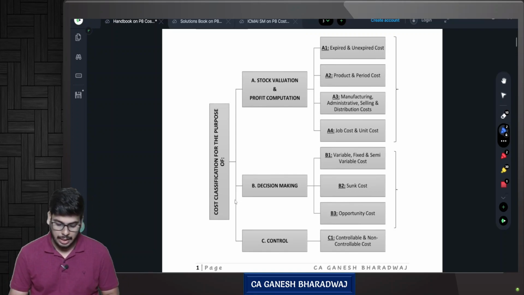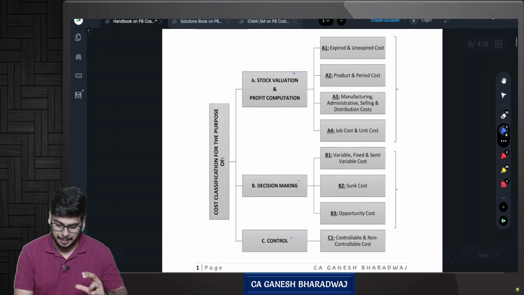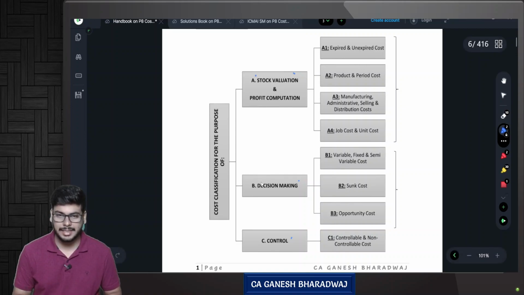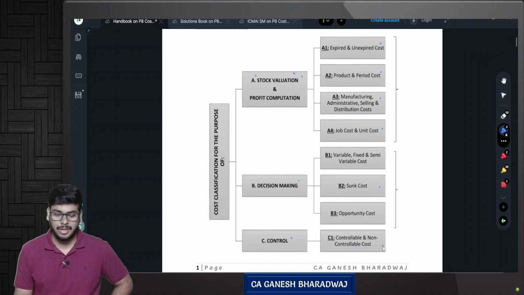Clear? Yes. Now, cost classification for the purpose of stock valuation, profit computation, decision making, and control. Cost classification can be done for three objectives: A, B and C. Under A, cost can be classified into expired cost and unexpired cost. A2 is product cost and period cost. A3 is manufacturing, administrative, selling and distribution cost, job cost and unit cost. Under decision making, it can be classified into variable, fixed, semi-variable cost, sunk cost and opportunity cost. And under control, it can be classified into controllable and non-controllable cost.